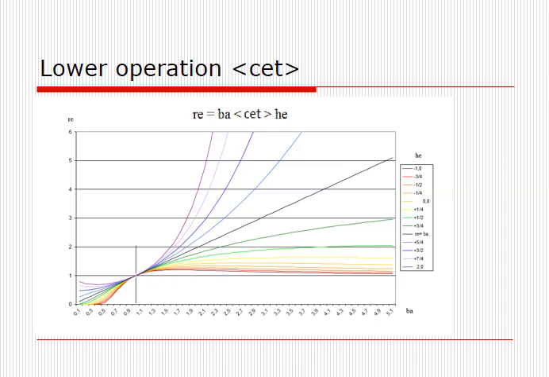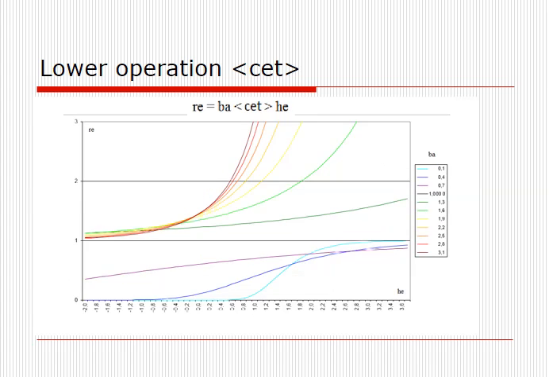Here the result of chat is plotted against the base argument with different heights. Here the result of chat is plotted against the heights argument with different bases.